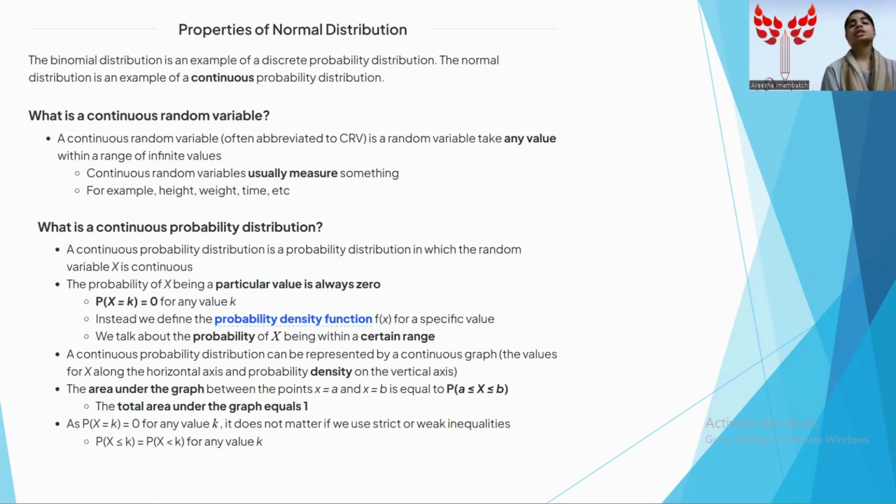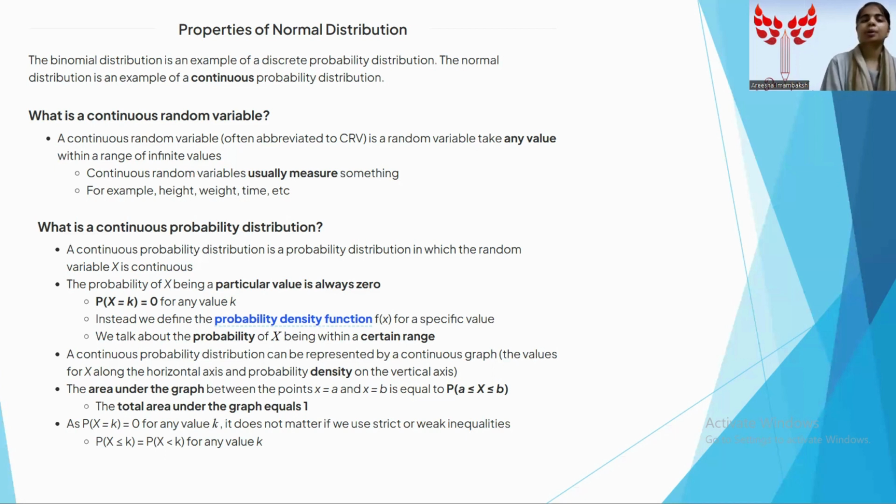Now, what is a continuous random variable? We have discussed this in our previous videos, but I would just like to reiterate that it is a random variable which can take values within a range of infinite values. For example, height, weight, shoe size, all of these things cannot occur in clear steps. They can go up to decimals and it's better to put them in a range. So a continuous probability distribution is a distribution in which the random variable x is continuous.